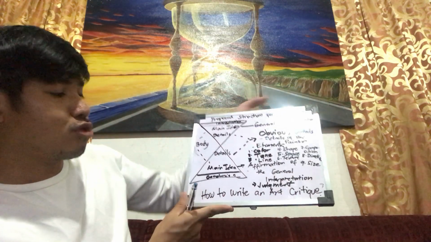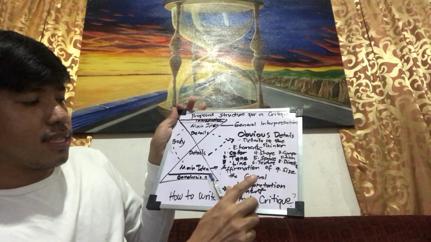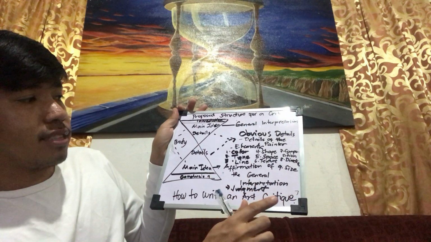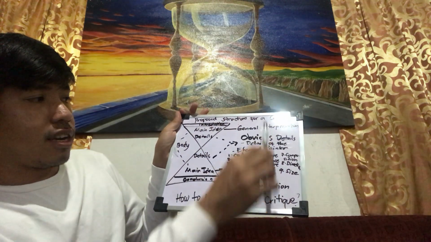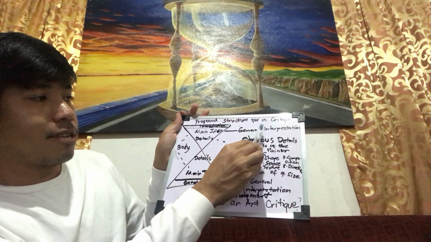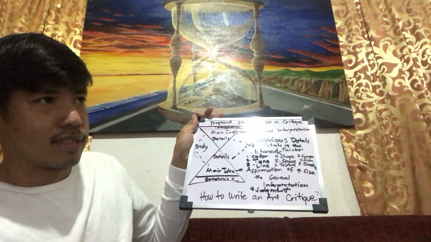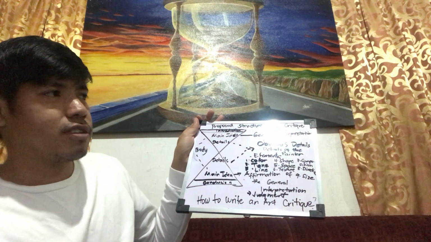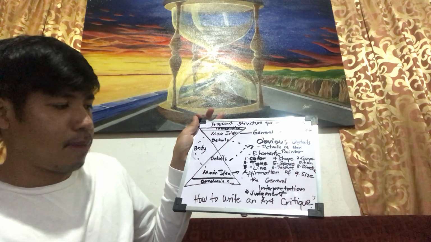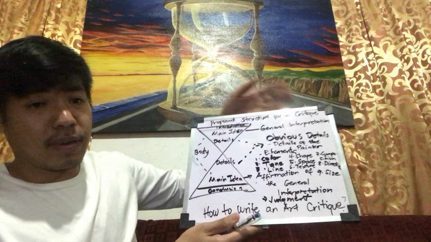By the way, the conclusion, this is the main idea. That means the affirmation of the general interpretation. So you are going to confirm or affirm in here what you have generally interpreted at the beginning, and then you're going to have the judgment. So judgment call out. How do you assess the painting? What's your comment on the painting? Are you going to recommend the painting or something like that? So those are the different parts of the critique.